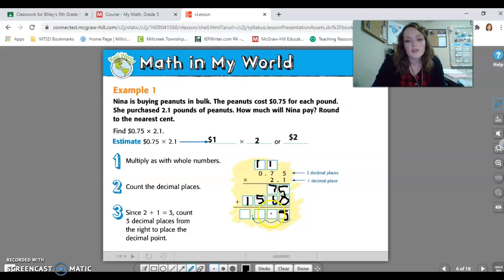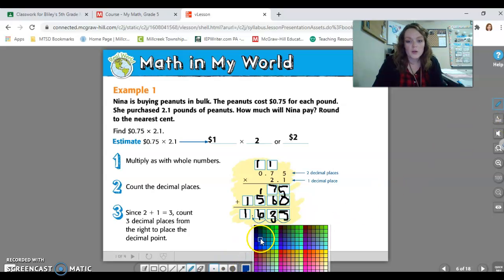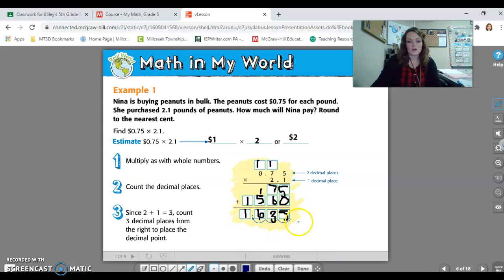7 plus 6 is 13. Put my 3, carry my 1. 1 plus 5 is 6, and I bring down my 1. Now, this is our final step. Before we find our answer, we are going to add in our decimal.